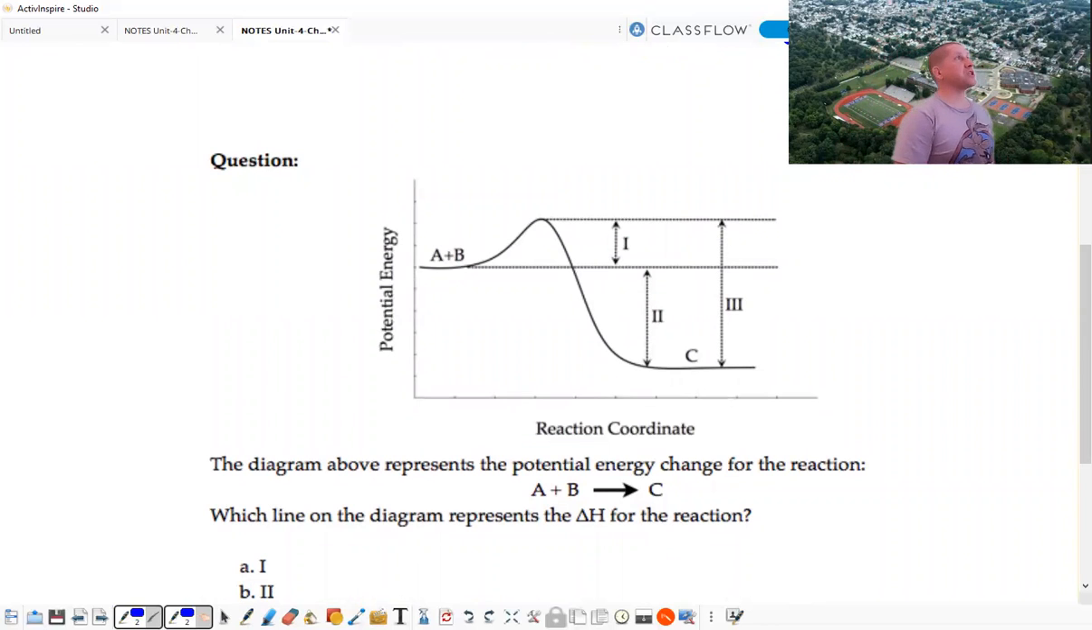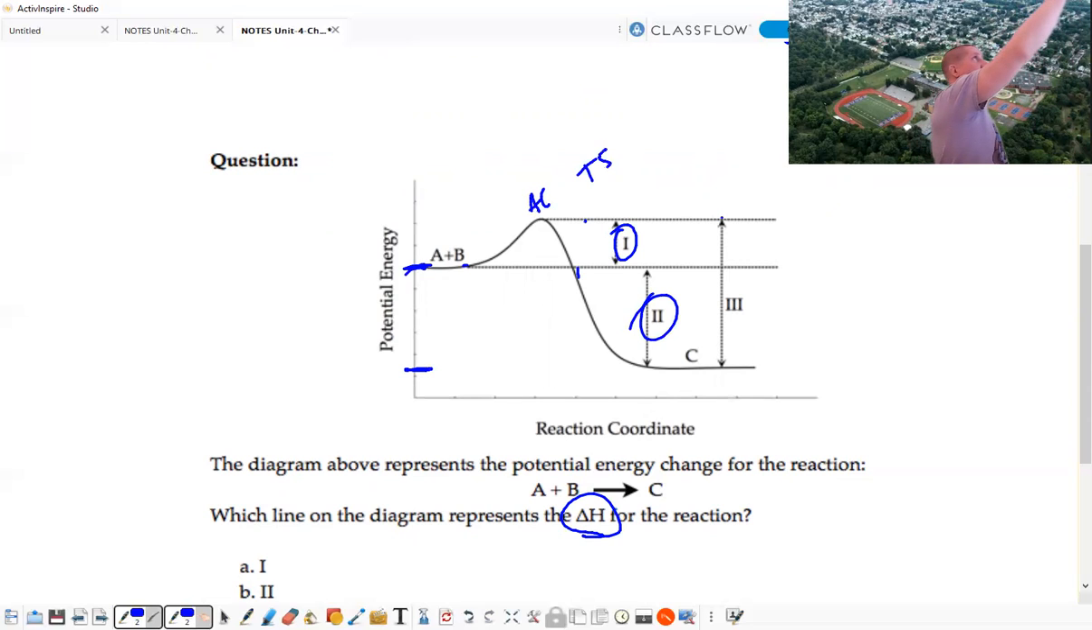Diagram above, the potential energy. So these are very popular. There's A plus B yields C. So there's our overall reaction. So on the diagram above, which represents the delta H for the reaction? Well, delta H is the energy from the reactants to the products. And so right there is the delta H. This one would be the activation energy. This would be the energy from the activated complex or the transition state all the way down to the products.